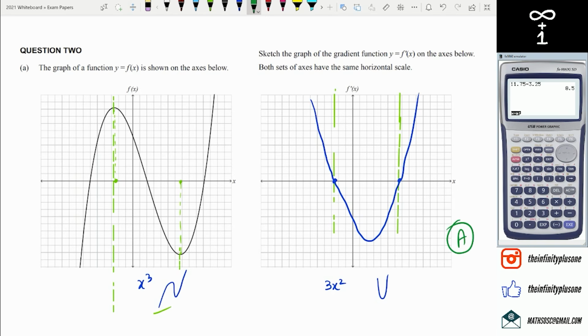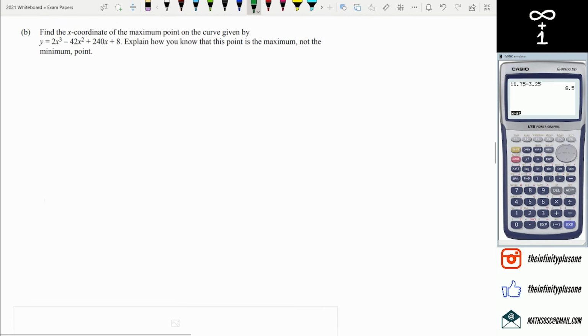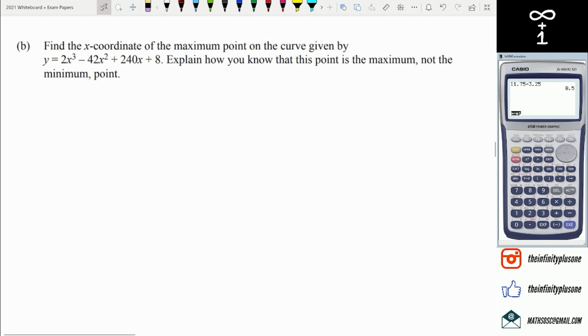Cool. Hopefully that helped. We'll go on to the second part of this question. Okay, so the second part of the question is, what do we have? We've got the x coordinate of the maximum point of the curve. Explain how you know the point is the maximum, not the minimum point.